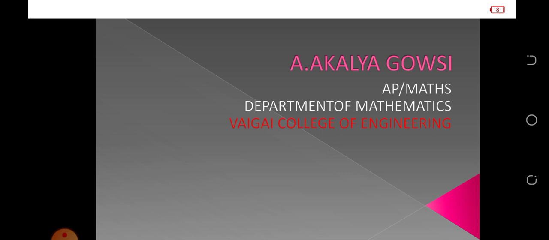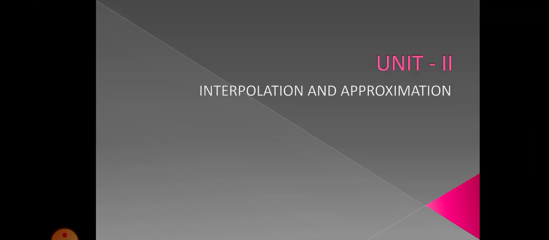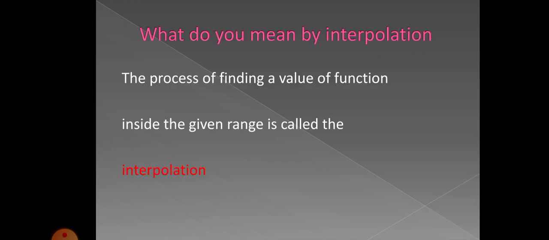We have already seen that we have completed the first unit. Today we are going to start the second unit, whose name is Interpolation and Approximation. First, you have to know what an interpolation is. Interpolation means a function having some value. If a function has some value, that will be defined within some limits, so that is called the range. This process is known as interpolation. That means the process of finding a value of the function inside the given range is called interpolation.